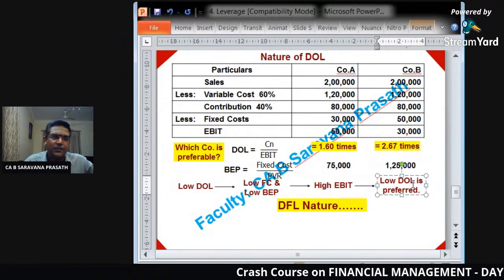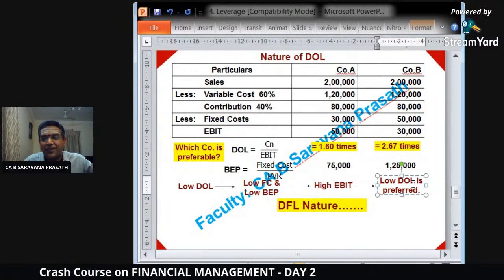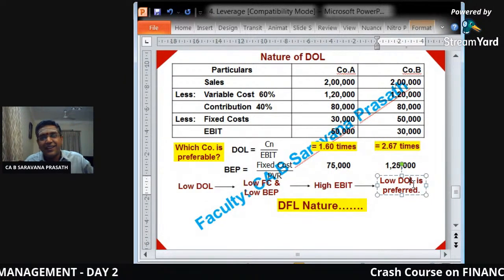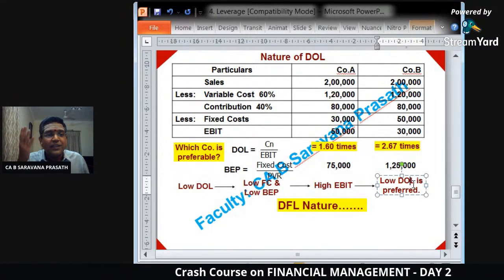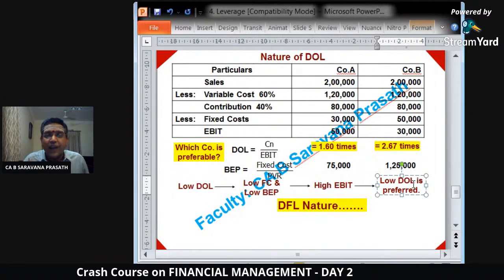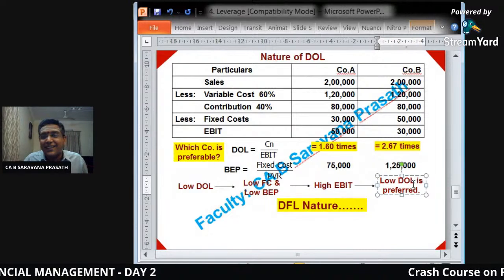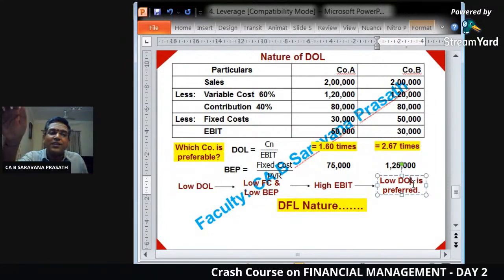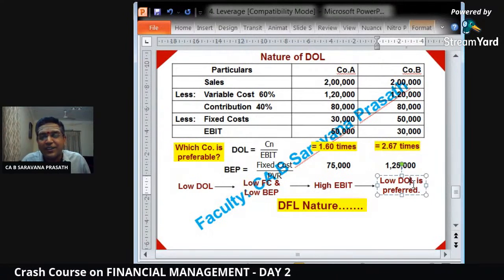This is the concept. There has been a query from one of our students here on the concept of favorably leveraged and all that. EAT is only 1 lakh and all, but interest is coming up to 1,20,000. How can you say it is favorable? My dear friend, that EAT of 1 lakh is after already paying 1,20,000 as interest.